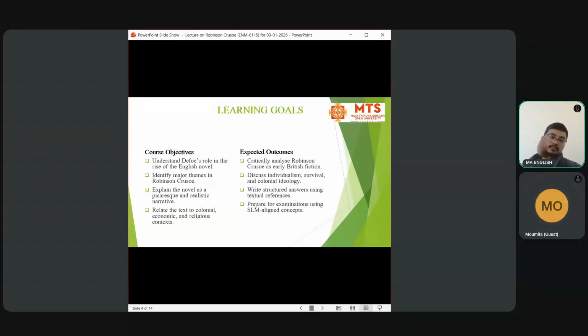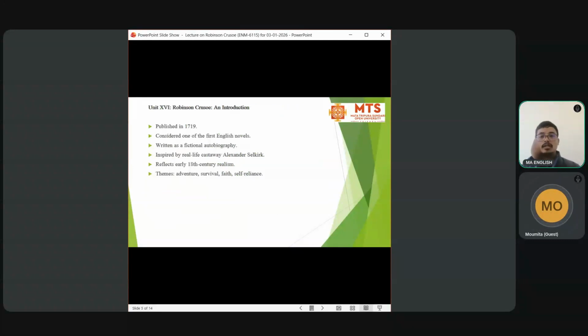Okay. So next, now let's move on to the first unit of this block. That is unit 16, Robinson Crusoe and introductions. So now we begin this unit. So this unit introduces Robinson Crusoe, a novel, one of the earliest novels of English literature. So this unit is very important because it gives you the basic foundation needed to understand the entire text of Robinson Crusoe.